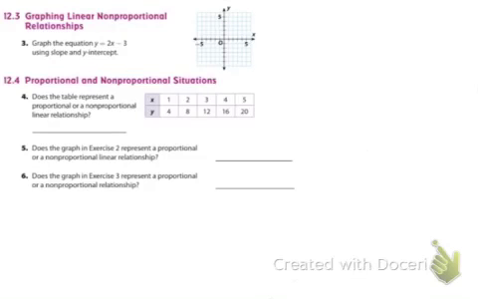Let's take a look at problems 3, 4, 5, and 6 on page 385, reviewing Module 12. So problem number 3, we're going to graph that equation using the slope and y-intercept. The first thing you graph is the y-intercept. So that is -3. So our first point is going to be at -3.